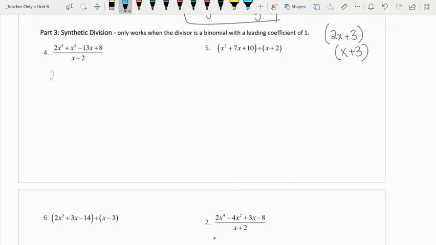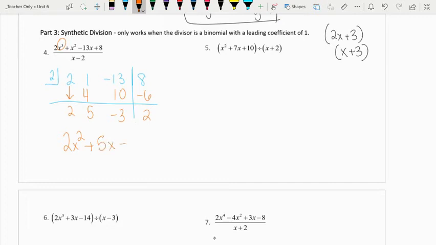So here we have a 2 in our little box, and then we have 2, 1, negative 15, and 8. So again, we're going to start on the 2, multiply, which is 4, add is 5, multiply 10, add negative 5. When we multiply, we get negative 10, add, we get a positive. So again, we started with 3, so we're going to have x to the third as our answer, then 5x, then 3, we have 2 left.